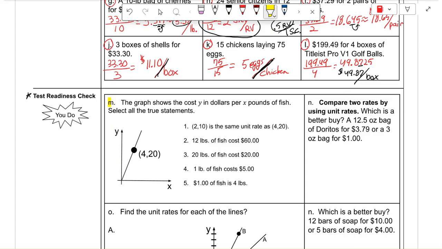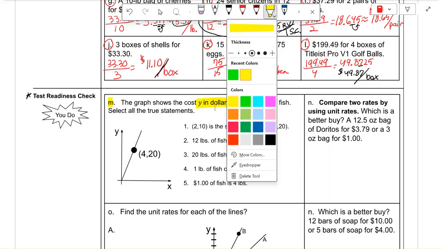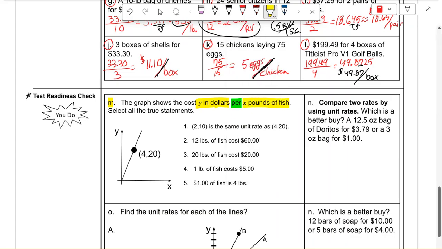This is M. And M says the graph shows the cost, Y in dollars, per, there's that word per, X pounds of fish. Remember that per sign is that division bar. So Y is on top and X is on the bottom. That's something to know. Y is on top, X is on the bottom. And how do we know that? Well, the only way you would know that is you know what the word per means from the lesson.